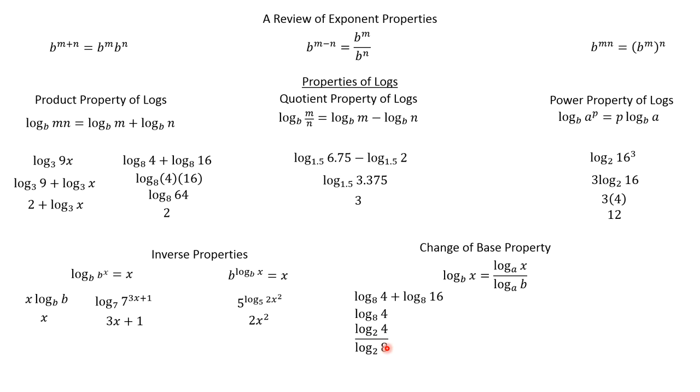And 2 to the what power equals 8? 3. So that ends up being 2/3. We can do the exact same thing for log base 8 of 16. Log base 2 of 16, log base 2 of 8, this is still 3. 2 to the what power equals 16? That's 4. So we have 4/3. We just need to add 2/3 plus 4/3 together to get 2.